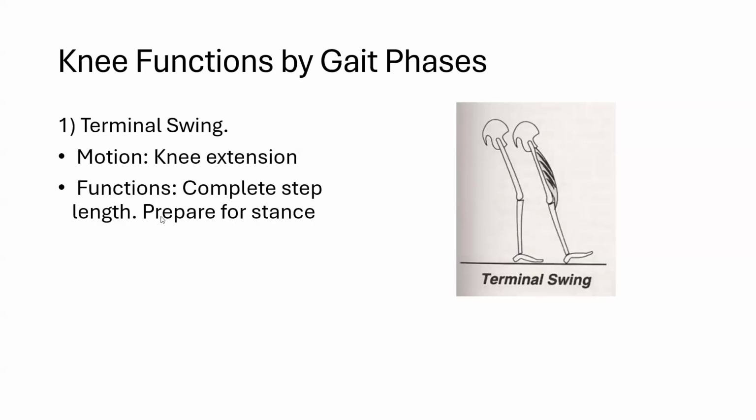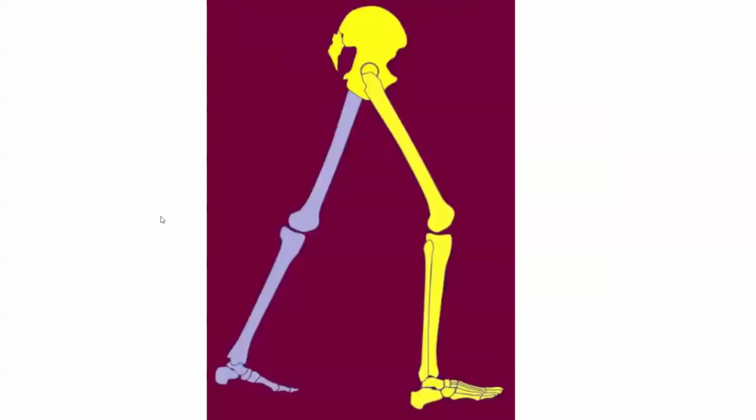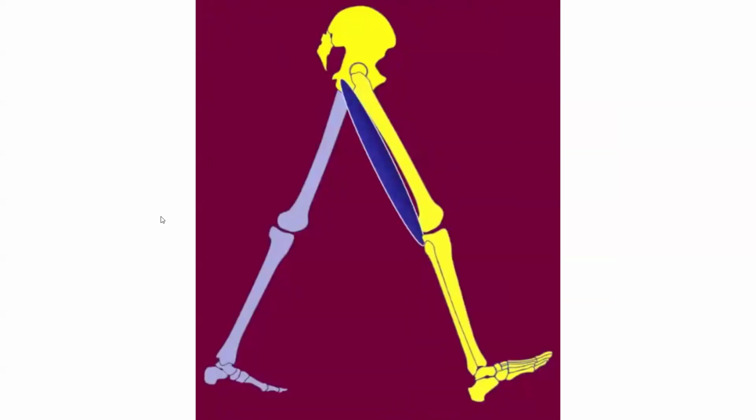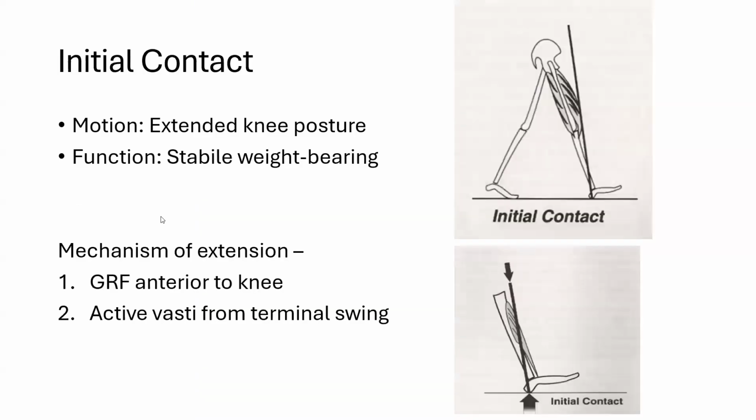So, like we discussed previously, the hip is flexing, and the hamstring suddenly stops the hip flexion and then extends the knee, which is eccentrically causing it. Then coming to the next phase, which is the initial contact.